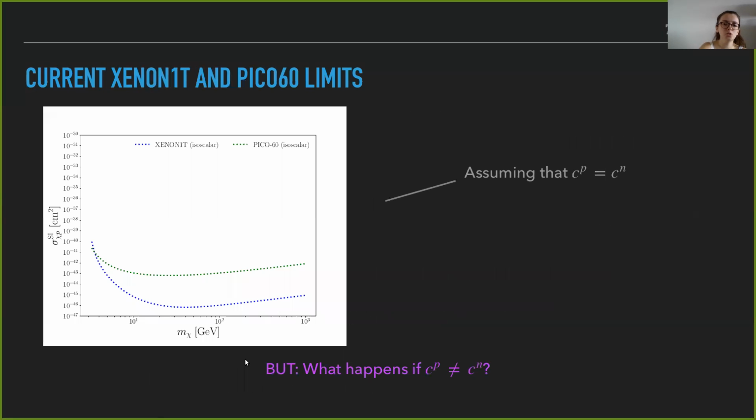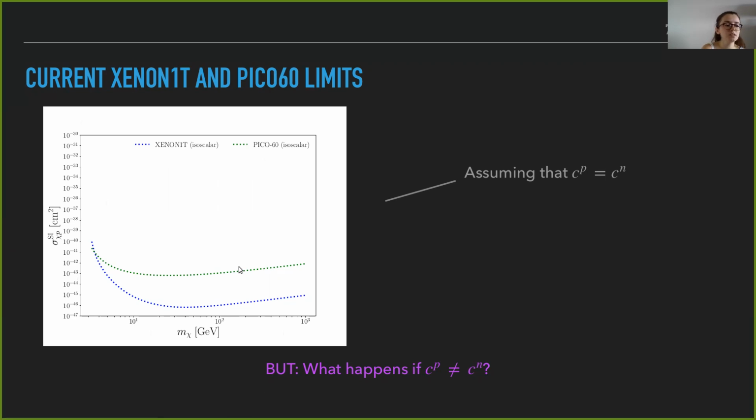In order to get a bit more concrete, we can check what are the current limits of direct detection experiments, for example, xenon 1 ton and pico 60, which you can see here. In this plot, you can see the corresponding upper limit of the spin-independent cross-section versus the dark matter mass. And you can see the limits in blue for xenon and in green for pico.